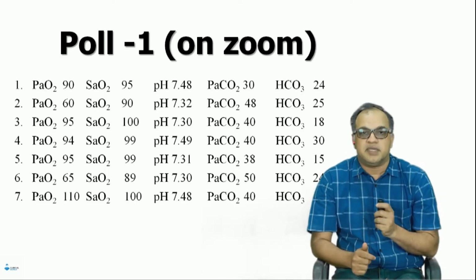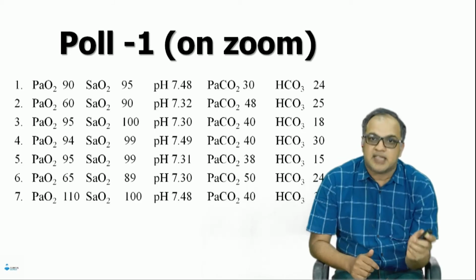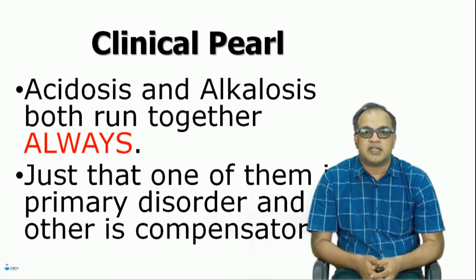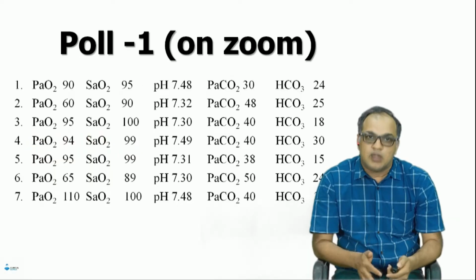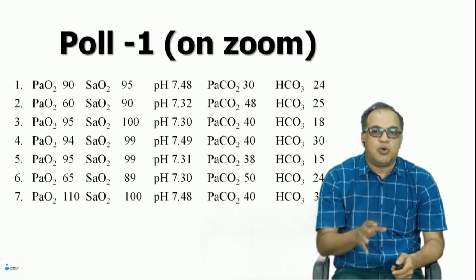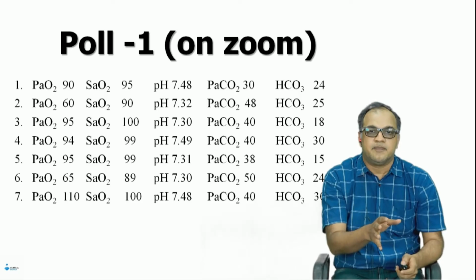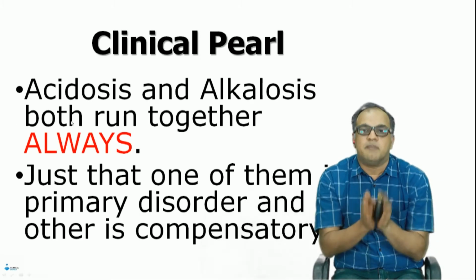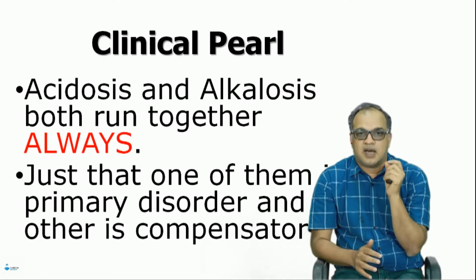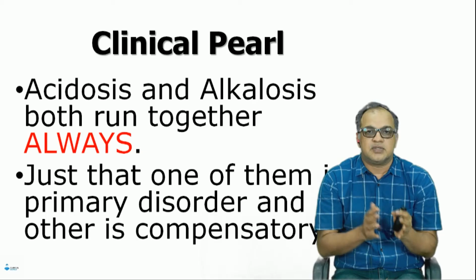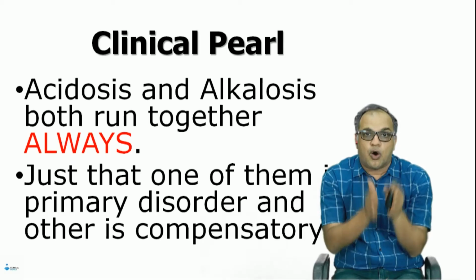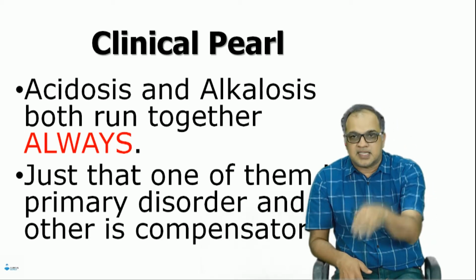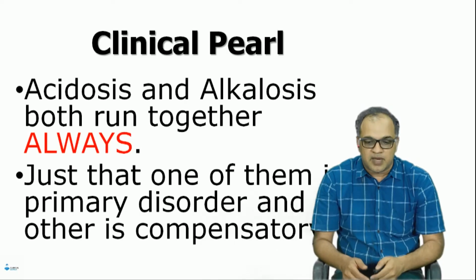In all of these ABGs, patients have both acidosis and alkalosis. Just that one of them is the primary disorder and the other one is compensatory. So this is our clinical pearl: acidosis and alkalosis always run together. Just that one of them is the first problem and another one is a secondary problem to compensate.